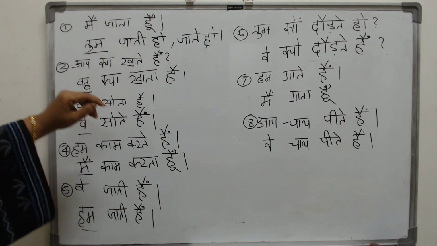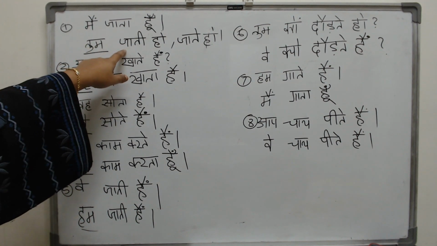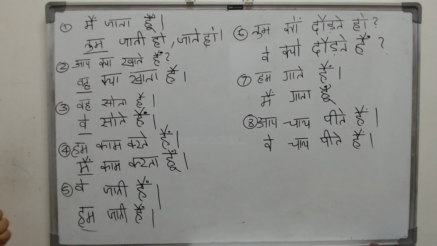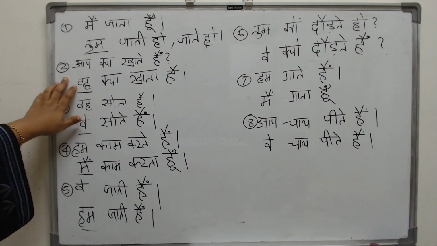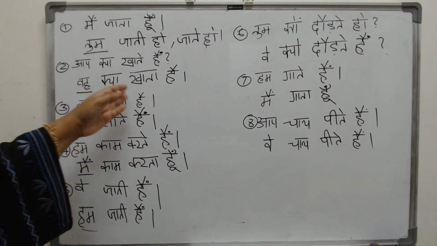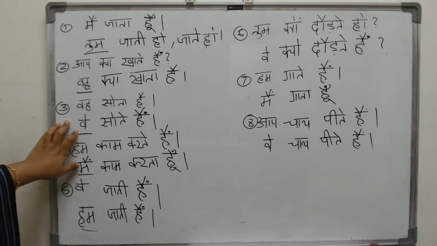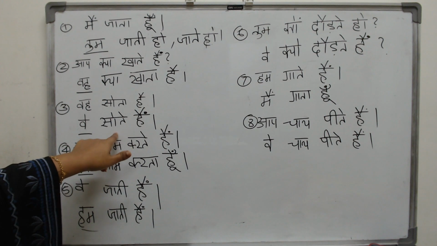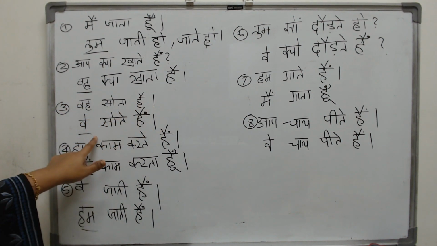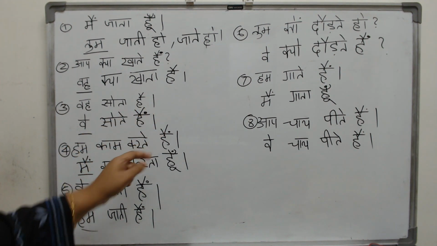In these exercises, we will try changing the subject and see how the verb changes with it. मैं जाता हूँ. How will you say that sentence for तुम? तुम जाती हो female. तुम जाते हो. आप क्या खाते हैं? How will you change it for वह? वह क्या खाता है? Or if it is a female, वह क्या खाती है? वह सोता है. How do you change it for वे? You change both of this. सोता, सोते. वह सोता है. वे सोते हैं.